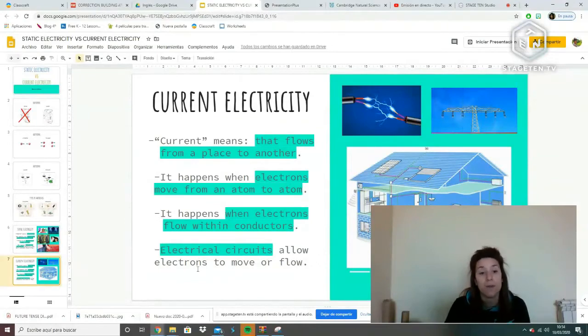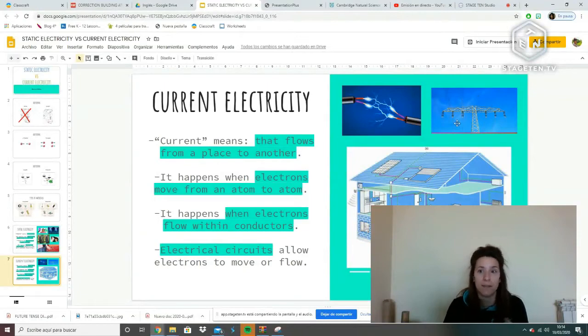And electrical circuits allow electrons to move or flow. So looking at these photographs, we can see wires that are used to connect different machines that we have at home, like the refrigerator, the toaster, the television, the computer, okay? So inside the wire, we have metal materials like copper, usually, that allow the electricity to flow, the electrons to move, okay? So it is going to conduct electricity.